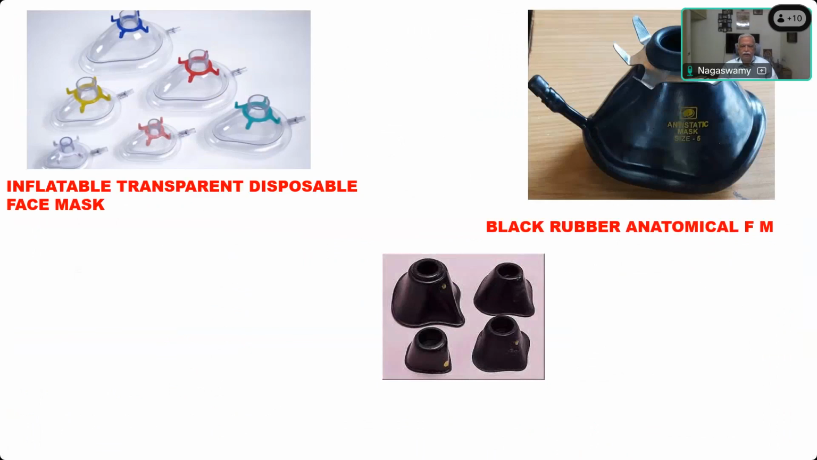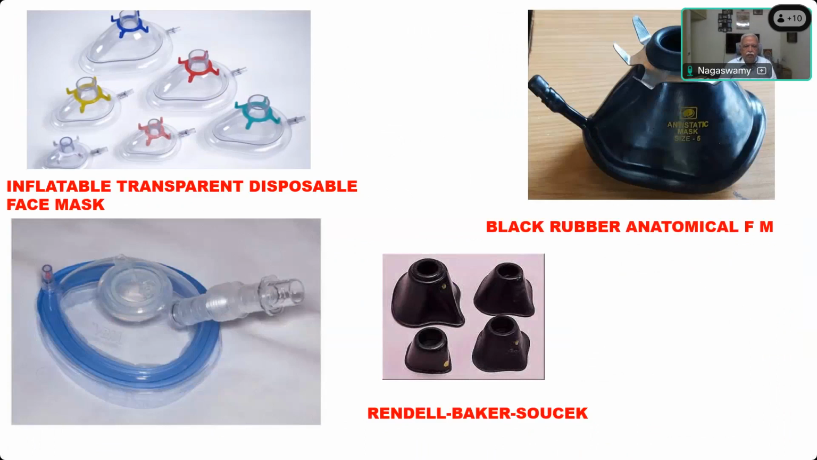What are these things? This is again a very old museum specimen, just for the exam's sake, in case they ask you to identify. This is called the Rendell-Baker-Soucek mask. Okay, Rendell-Baker-Soucek mask for pediatric use. And what is this tube? What is this mask for?